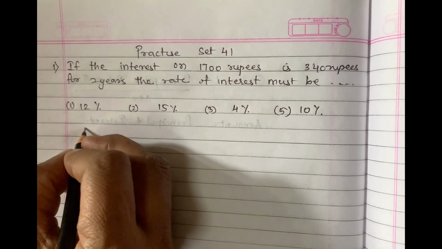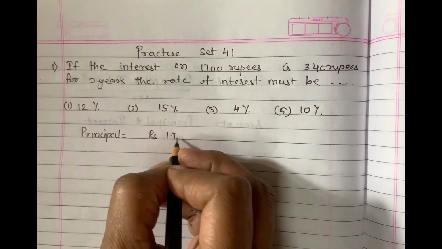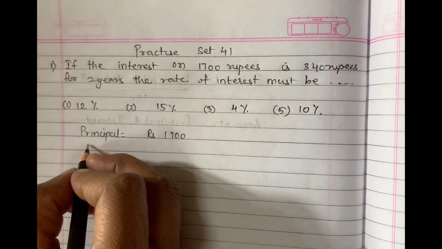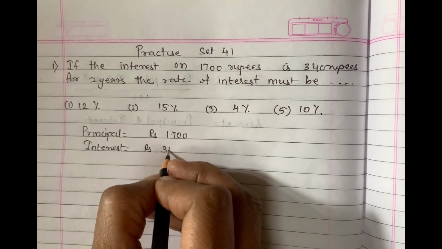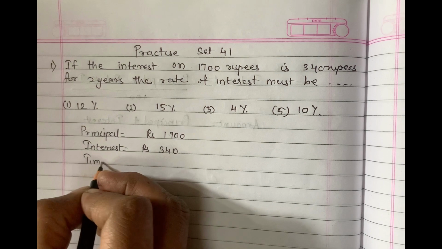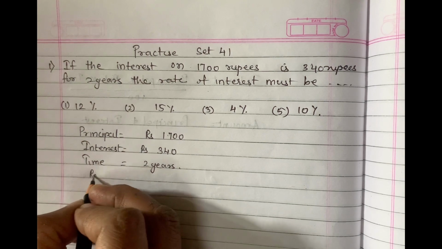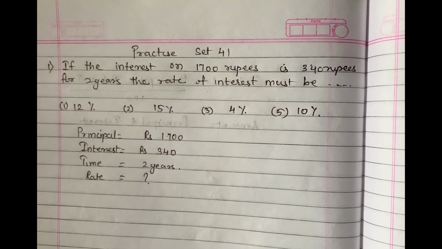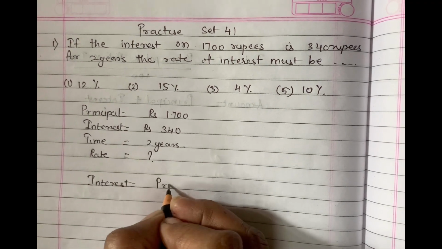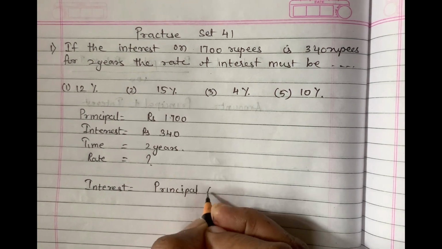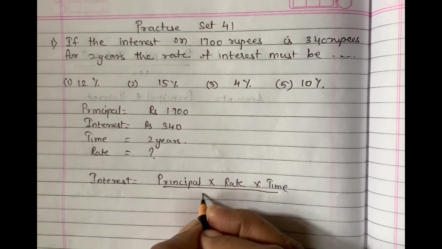So here the principal is given, rupees 1700. Interest is given, rupees 340. Time is given, 2 years. You need to calculate the rate of interest. Now you all know the formula. Interest equal to principal into rate into time upon 100.